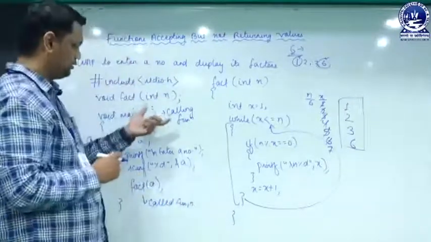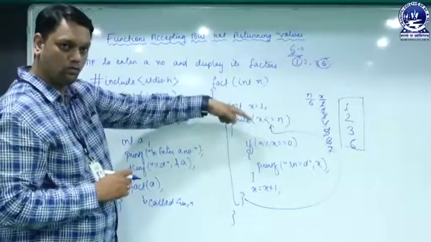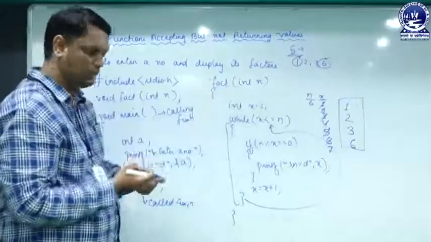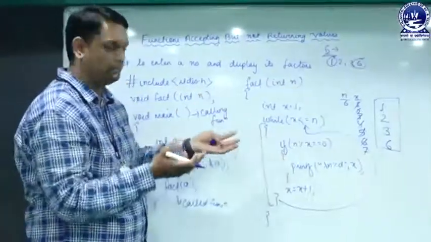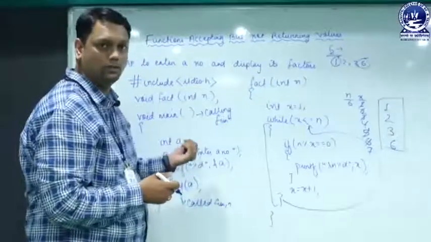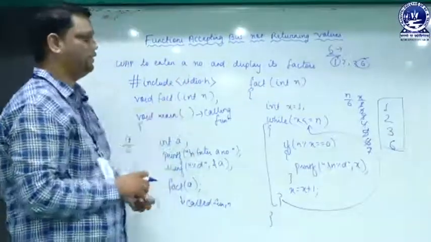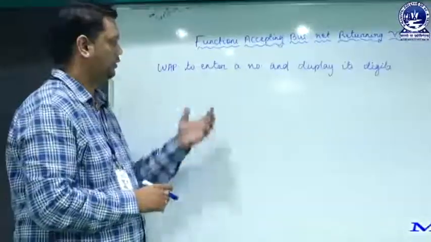and whenever we are passing any value to the called function, it receives it, calculates it and displays it, but does not return any value to the calling function. So this is all about entering a number and displaying its factors. Now let us take another example.